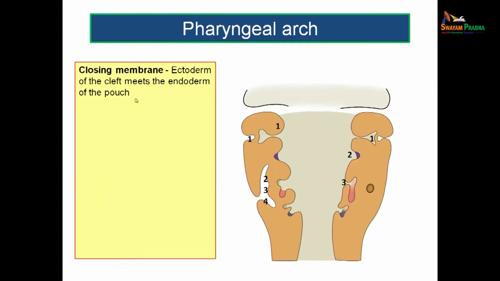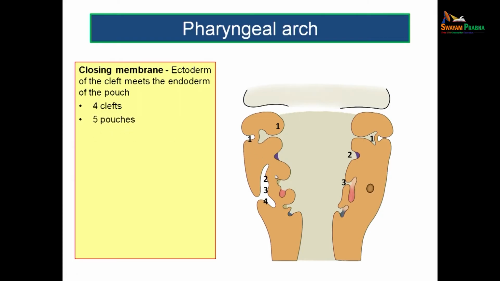Now we have just mentioned the closing membrane. The ectoderm of the cleft meets the endoderm of the pouch at this region. You can see the closing membrane at every junction between the ectodermal cleft and the endodermal pouch. So altogether you have 6 arches in the beginning, but the 5th arch usually disappears. So ultimately there will be only 5 arches. As you get the 5 arches, how many clefts, how many pouches and how many closing membranes will be formed? When you have the 5 arches, you will be having 4 clefts.